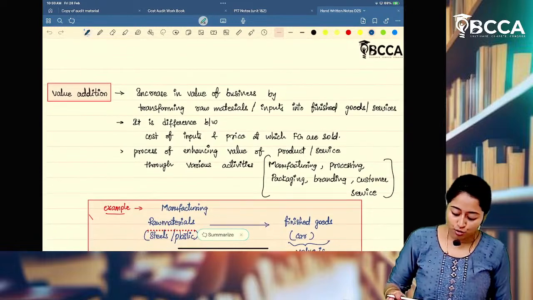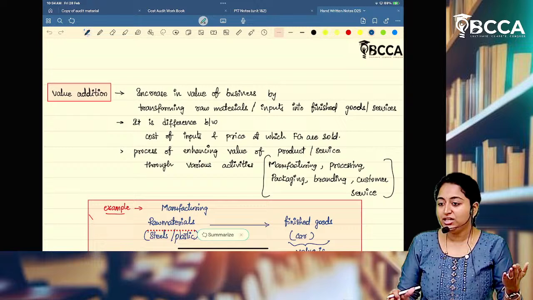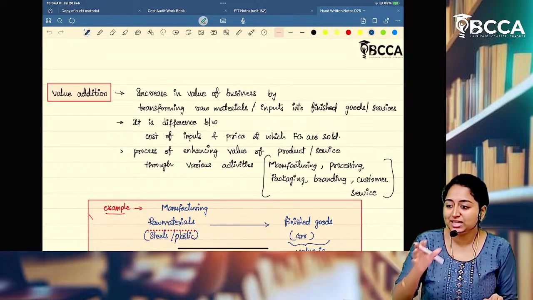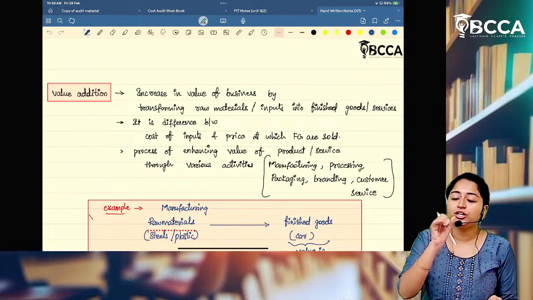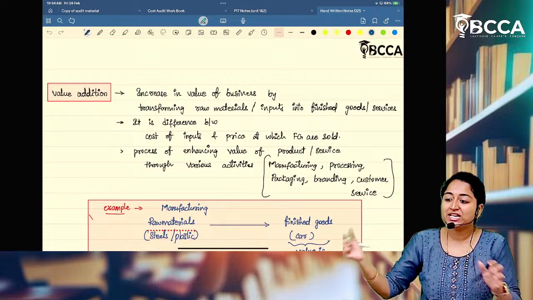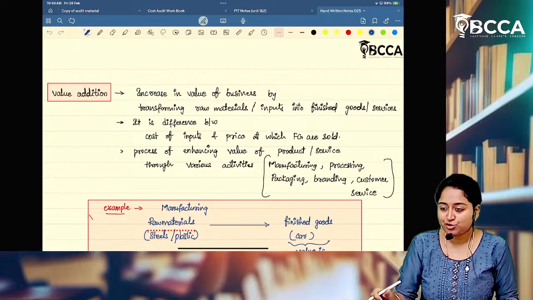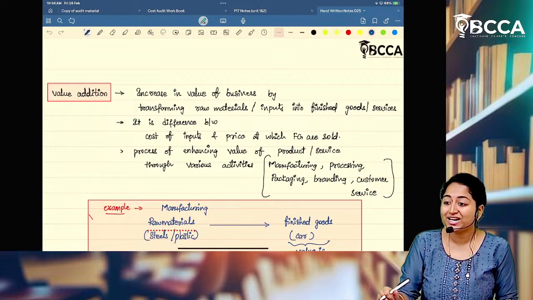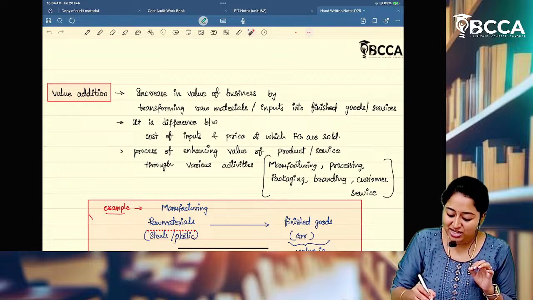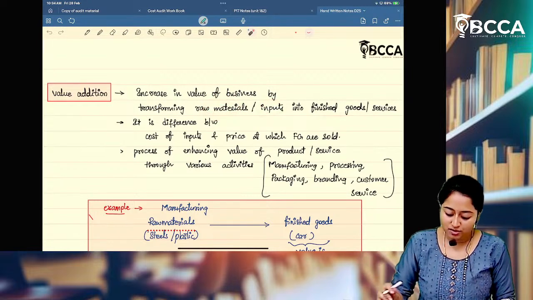Whatever raw materials are brought into the company, to convert them into finished goods, we incur some cost in the middle. Due to incurring of that cost of converting raw material into finished goods, there is some value being added to the entity or the management. That kind of thing is called value addition. Increase in value of business by transforming raw materials or inputs into finished goods or services.